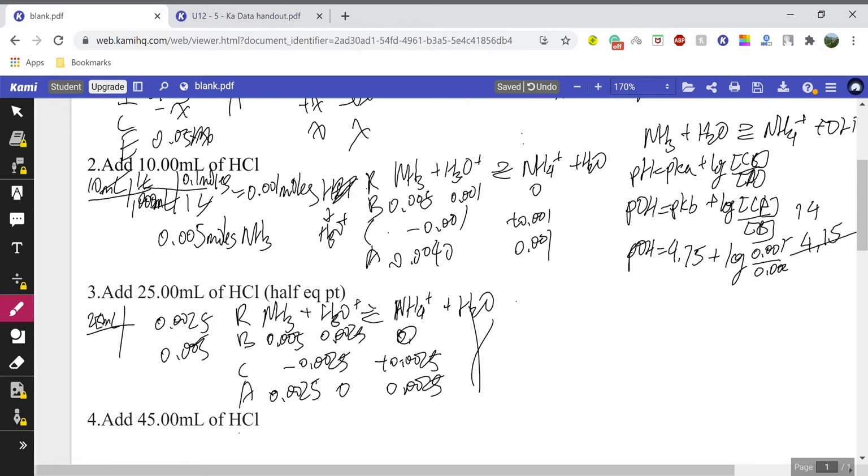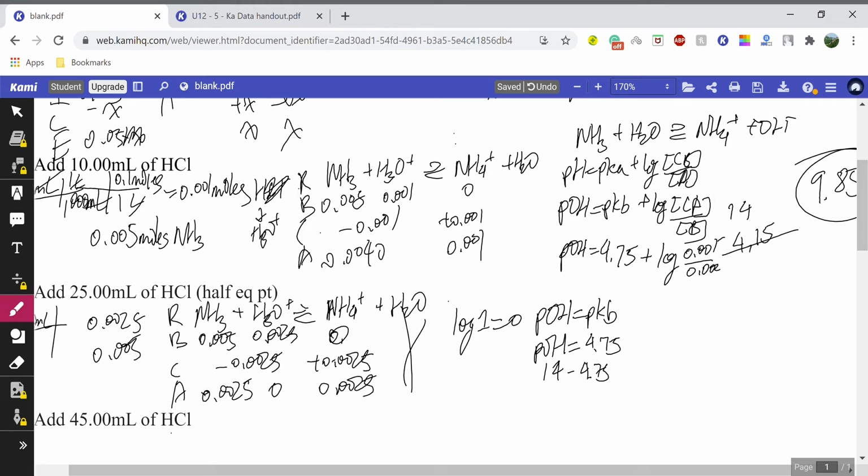So when your conjugate and your base have equal quantities, in this case the conjugate acid has equal moles to the base, you're going to get the log of 1, because you have this divided by this, right? So you have log of 1, which is equal to 0, and in this case, pOH is going to be equal to pKb. So what is our pKb? Our pKb is 4.75. So pOH equals 4.75. So 14 minus 4.75 is 9.25.